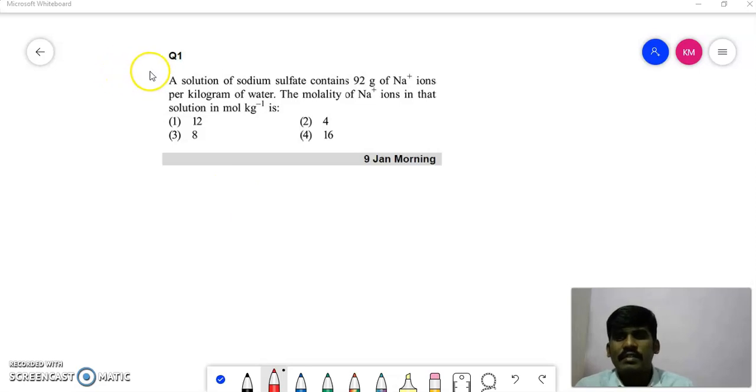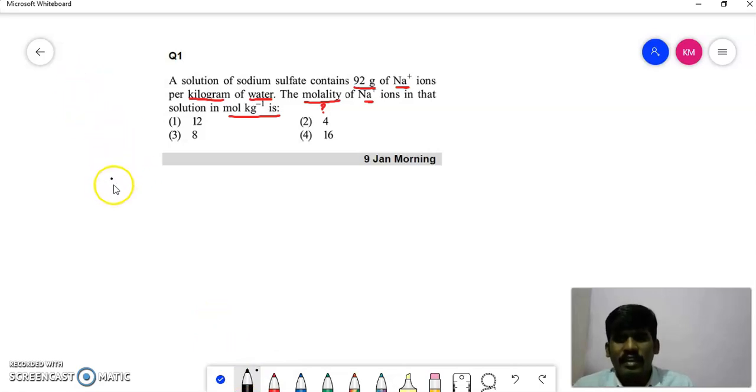The question given here: a solution of sodium sulfate contains 92 grams of Na plus ions per kilogram of water. This is the mass of the water given, and he is asking you to calculate the molality of Na plus ions, which can be expressed as mole per kg. You can see it here. Let's see how we can solve it.